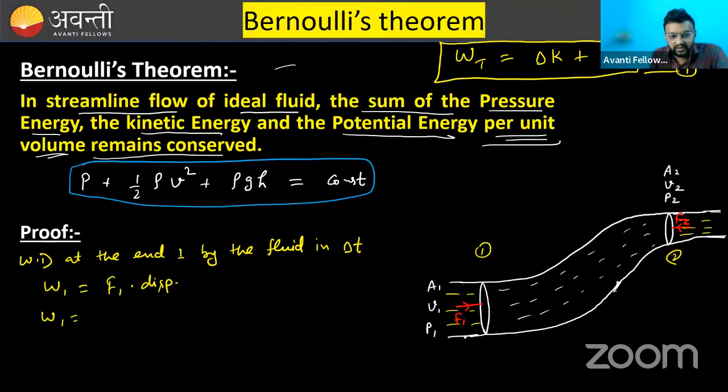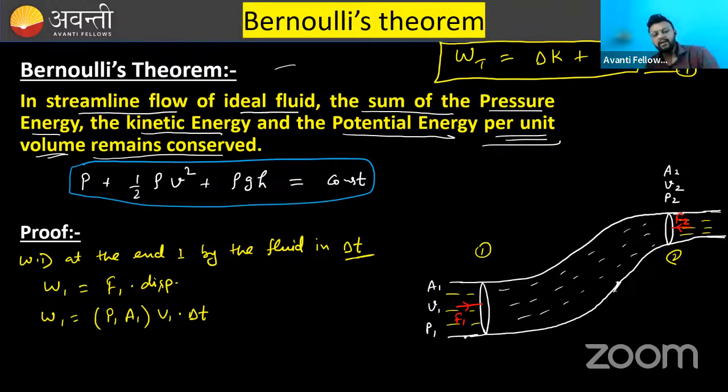So W1 is nothing but force, which is pressure P1 times area A1, so force is P1 A1. Displacement is what? In a time delta t, speed of the fluid is V1. Displacement is speed into time, so V1 into delta t. This is the work done at the end 1.